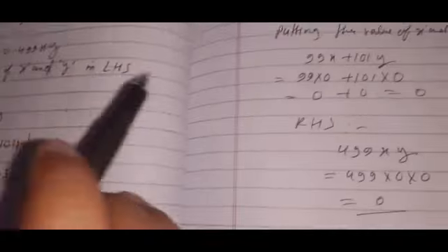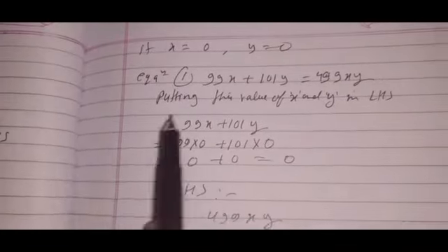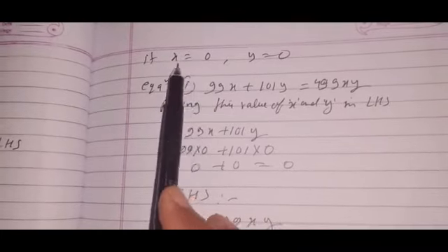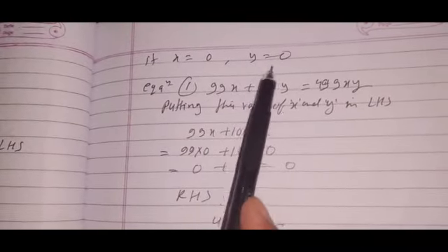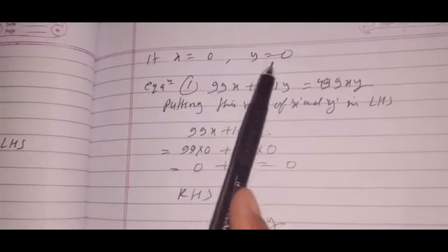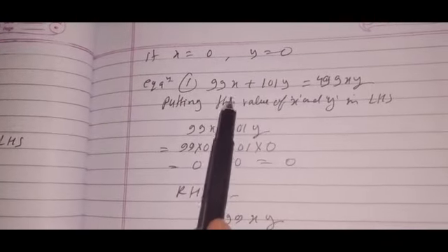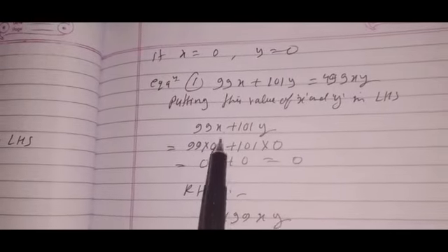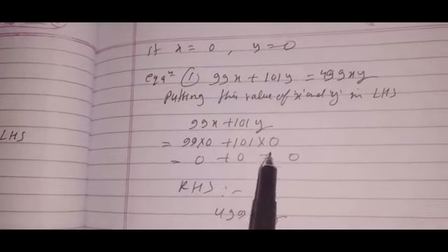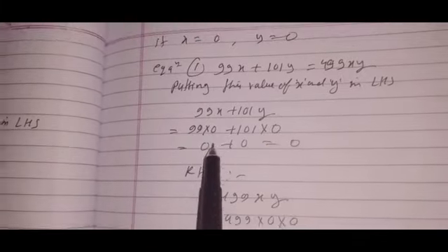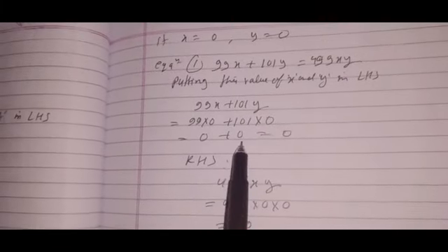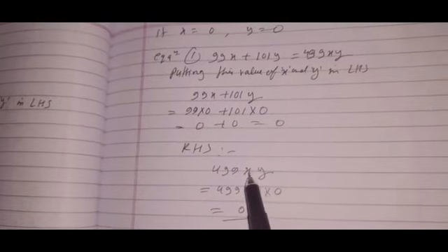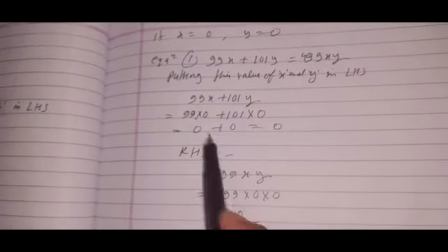Now, especially I am verifying this equation for the zero values, to show why the solution x equals 0 and y equals 0 is also correct. When we put the values of x and y as 0, you will see it is again verified. In the LHS I have used 0 in place of x and 0 in place of y. This is 99 into 0, that is 0, and 101 into 0 is 0, and the sum is 0. So what is the RHS? 499 into x into y. So x is 0, y is 0, and overall LHS and RHS are equal.